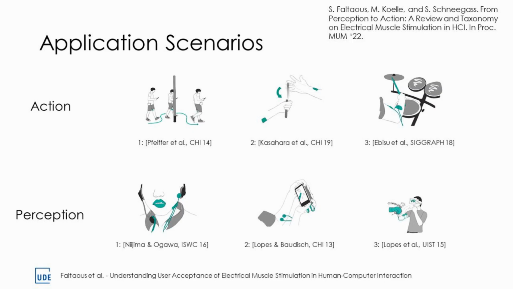Second, accelerating human reaction times by Kasahara and others. And as a third example, we used Ebisu and colleagues' work on percussion learning by creating an EMS feedback loop. For the perception manipulation, we used Nijima and Ogawa's work on changing food textures as a first example. As a second one, we used Lopez and Bowdish's work on enhancing mobile gaming by using proprioceptive feedback. And last, as a third perception example, we used Lopez and others' work on haptic feedback in virtual reality.